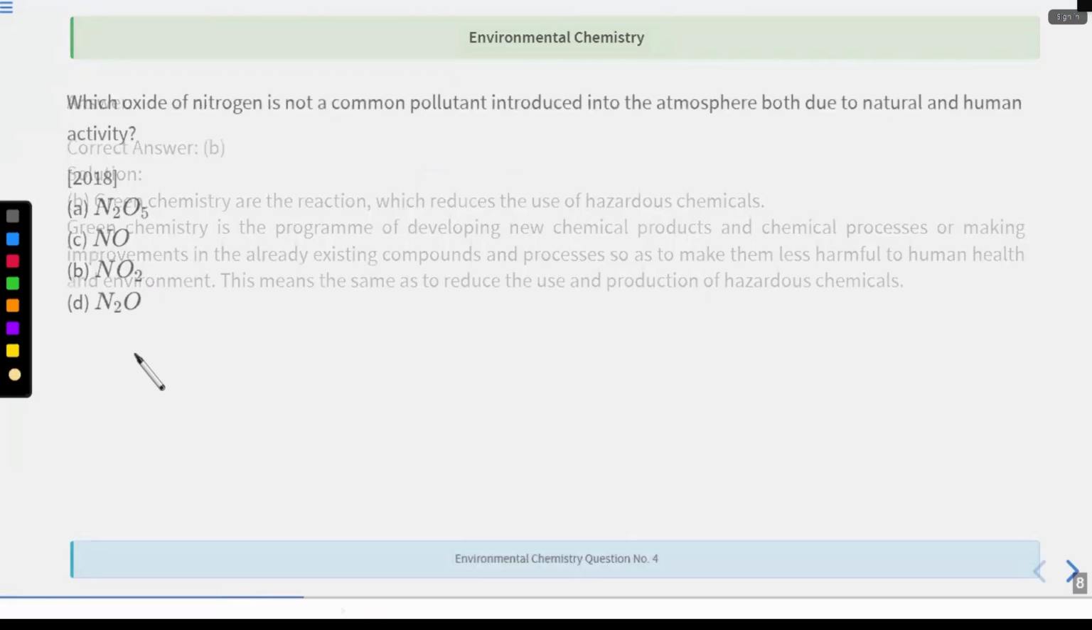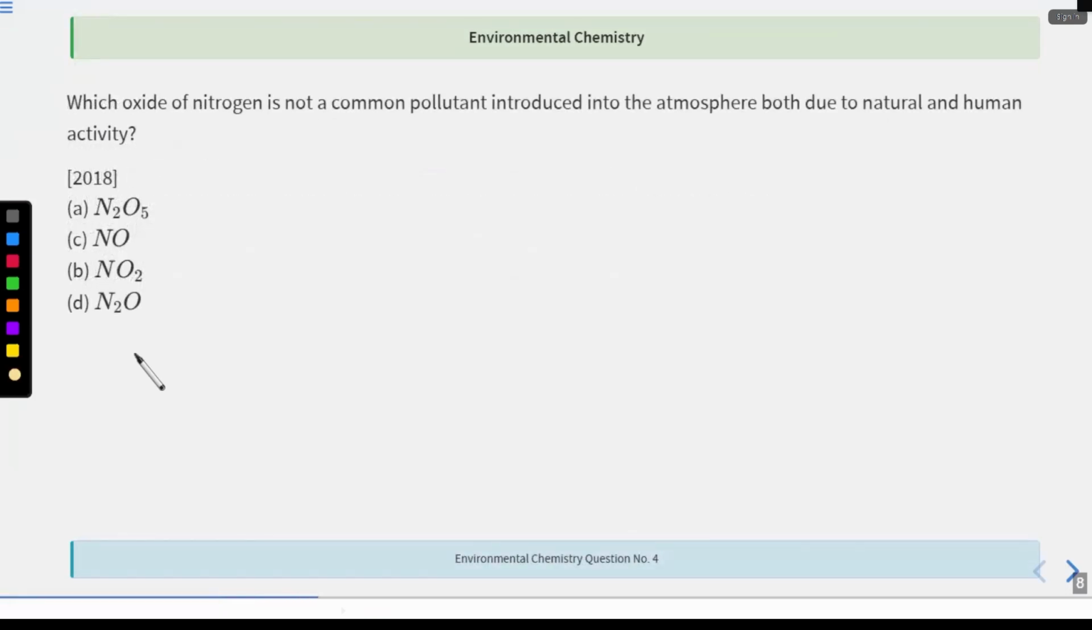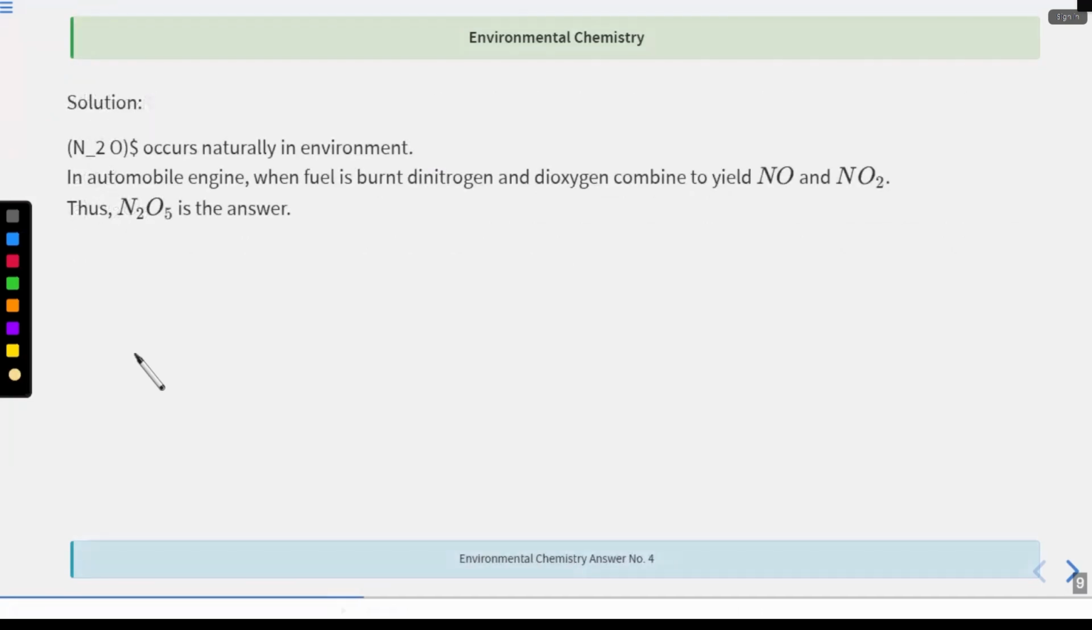So moving on to question number 4. Which oxide of nitrogen is not a common pollutant introduced into the atmosphere, both due to natural and human activity? Basically, it is asking which oxide of nitrogen among these four is not a common pollutant produced by the environment, that is by natural activity, and by human activity also. So N2O5 is the answer.